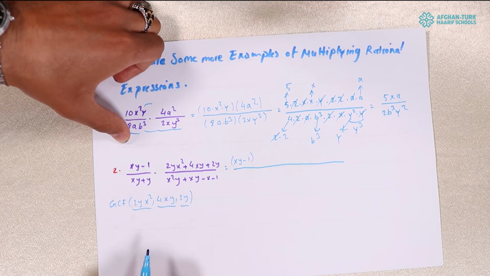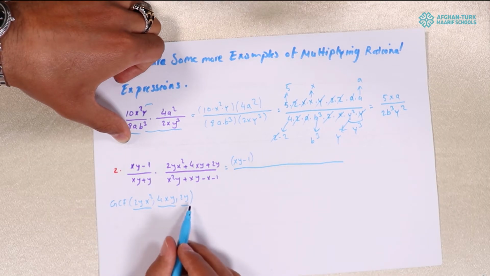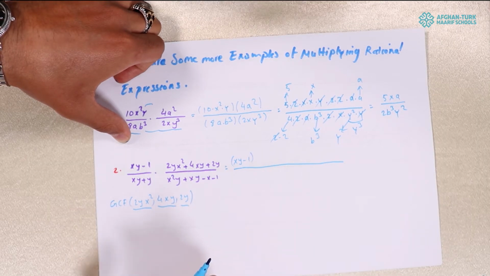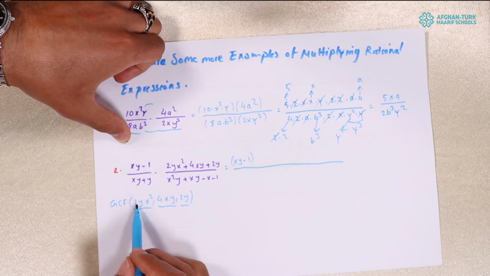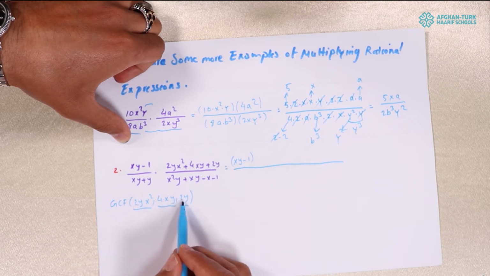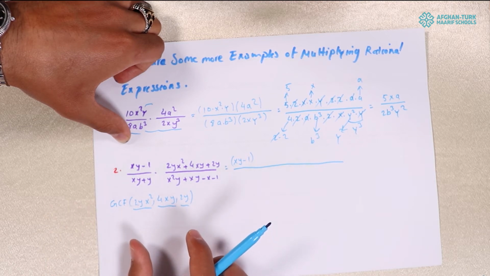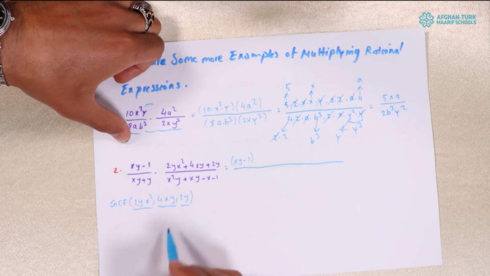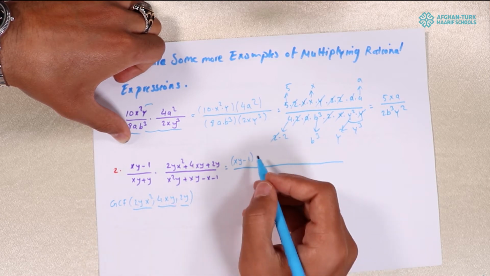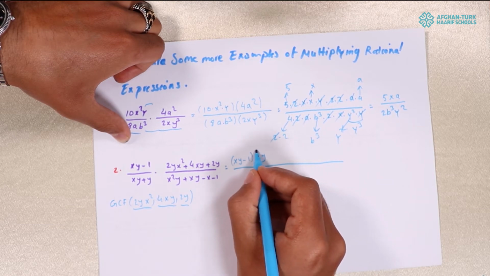We have studied it in the previous lesson. We should take the number and the variable which has the lowest degree. So we have 2y here, we have 4xy. At the last term, we don't have any x, so we cannot take it as a greatest common factor. We can take 2y because 2y is divisible by each of them. So we take 2y as a factor.